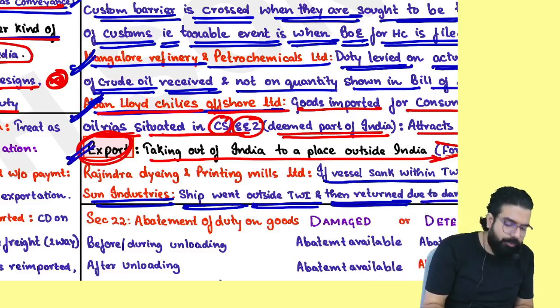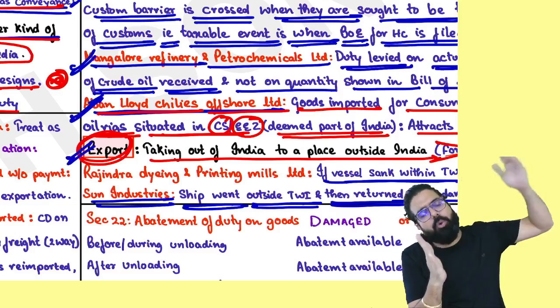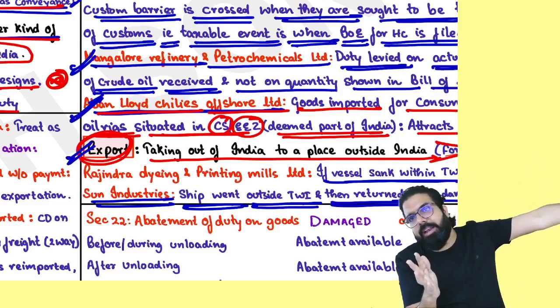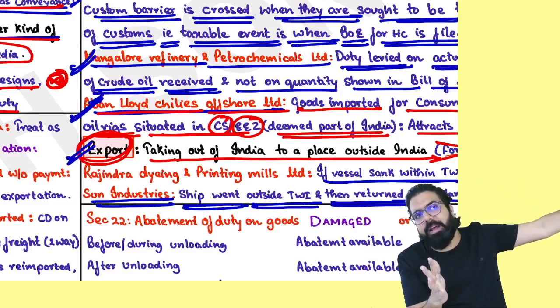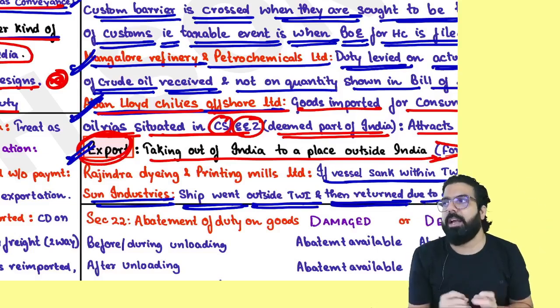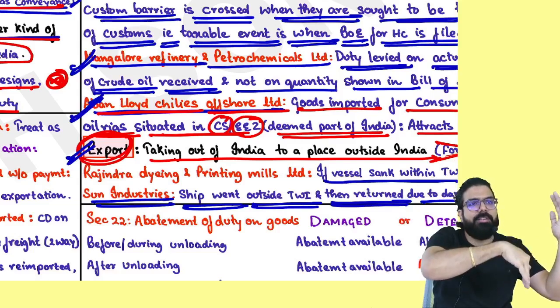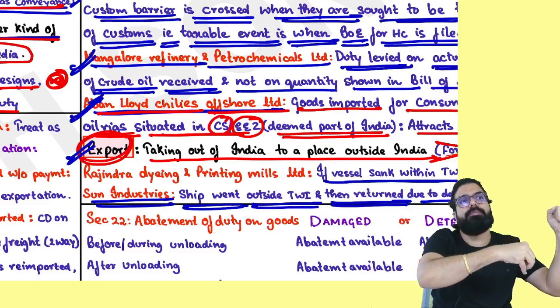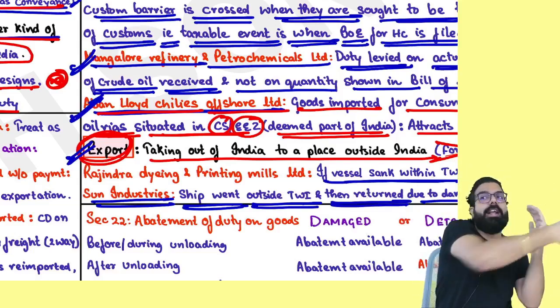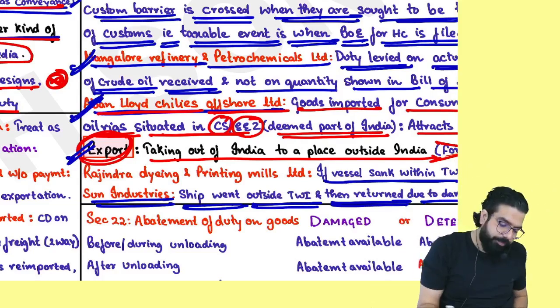And the last one, export means taking from India outside India. Foreign currency realization is not important for it to be termed as export. Rajendra Dyeing Mills case law, ship went, did not cross the territorial water, sank. It will be named as what, everyone? Not export. Went outside and came back, exports.